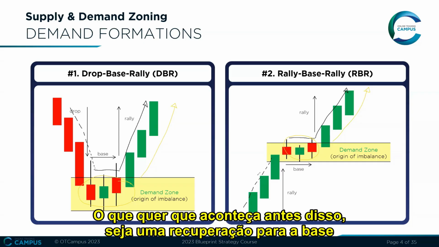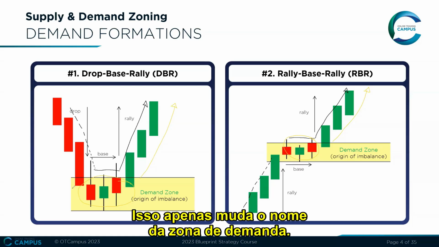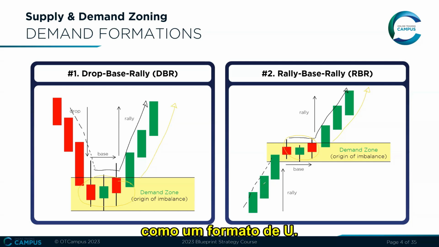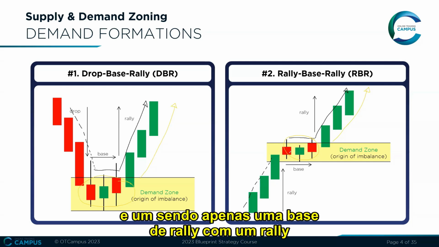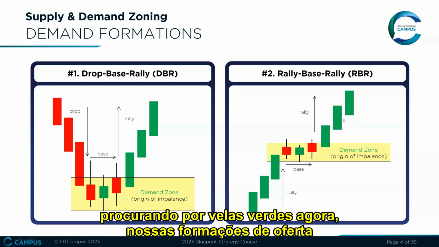Whatever happens before that, either a rally into the base or a drop into the base, that doesn't matter. That just changes the name of the demand zone. One is a drop-based rally with this visually looking like a U shape, and one just being a rally, base, rally, with a rally prior to the base. So here again, most important, we'll be looking for green candles.